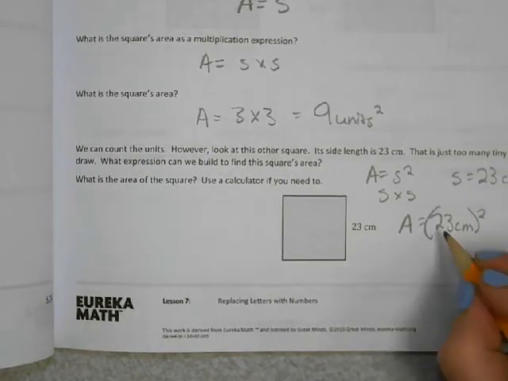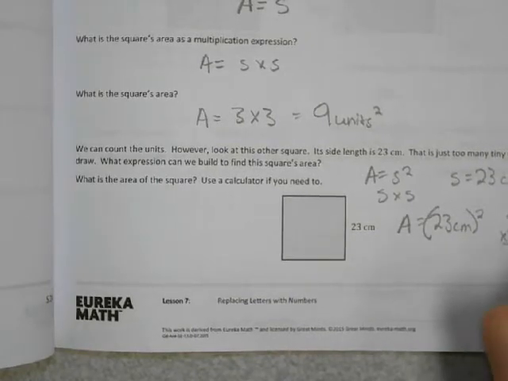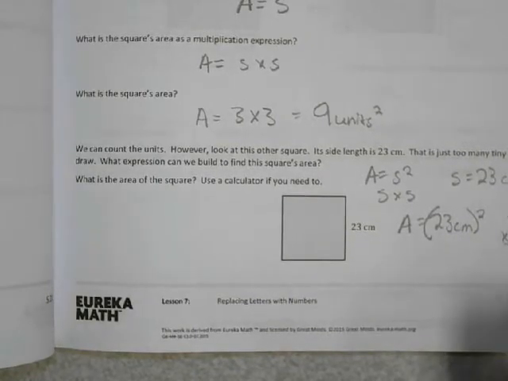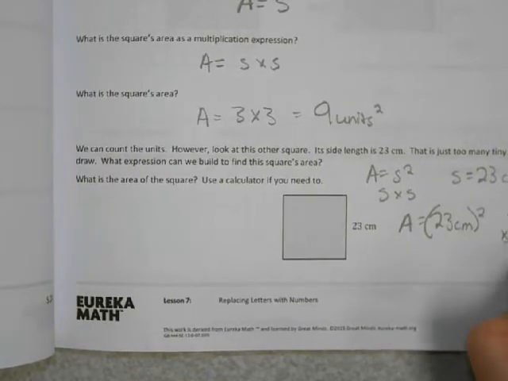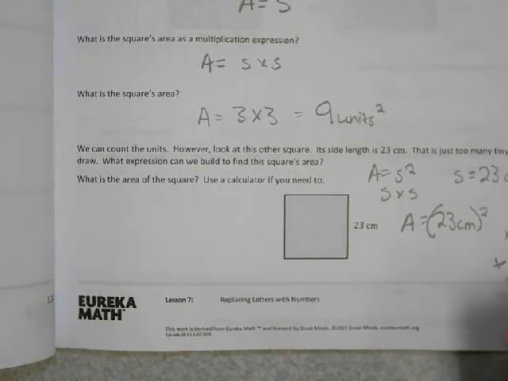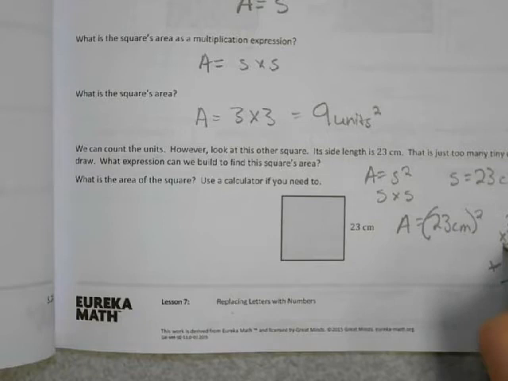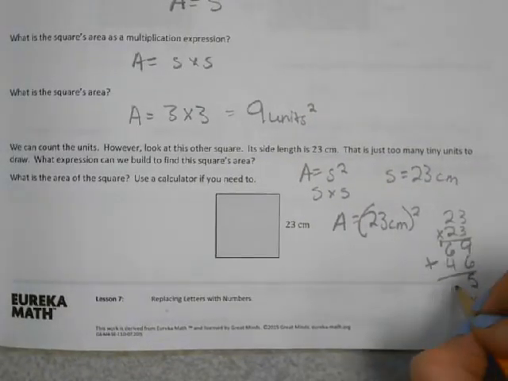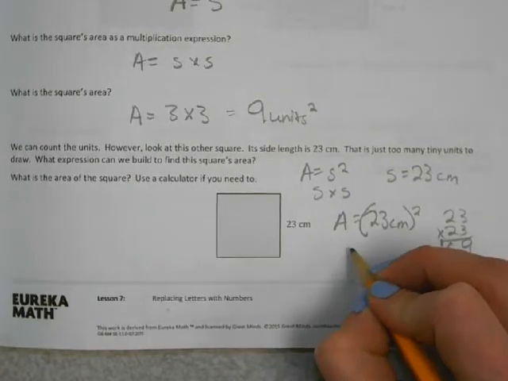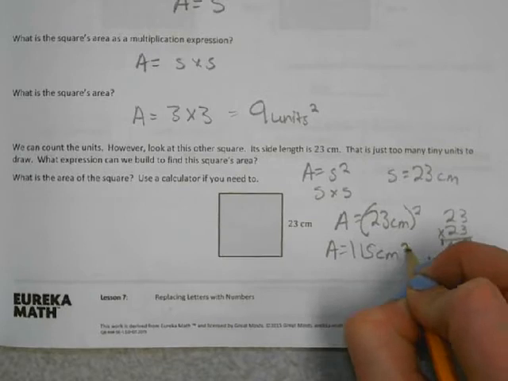And then 23 times 23, you can show your work, or like it said, you could use a calculator. 3 times 3 is 9. 3 times 2 is 6. 2 times 3 is 6. 2 times 2 is 4. Add that together. 9 plus 6 is 15. Carry your 1. 6 plus 1 is 7. Plus 4 is 11. So it's 115. So my area is 115 square centimeters.